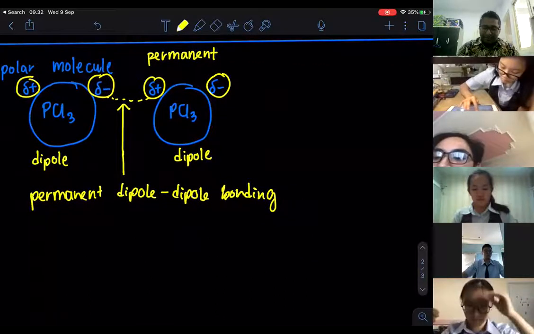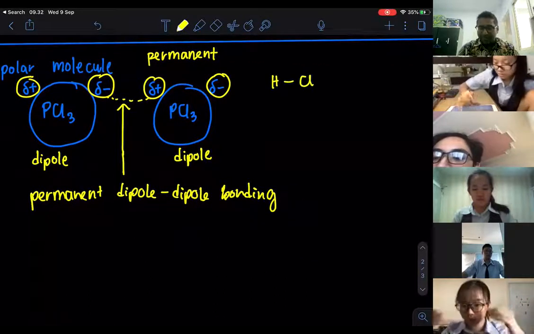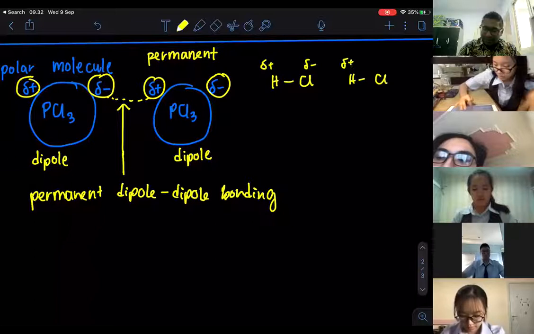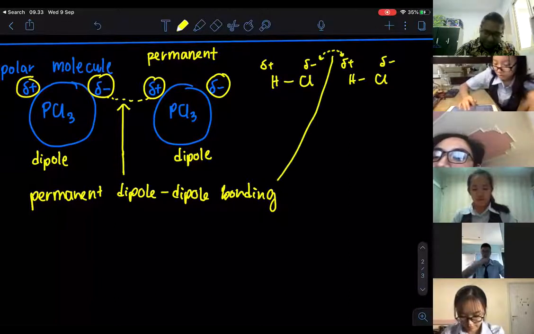Okay, I give you another example. If you have HCl, a very simple example, we know this is delta negative, this is delta positive. So if you have another HCl, delta positive, delta negative, the bonding between these two is going to be the permanent dipole bonding.